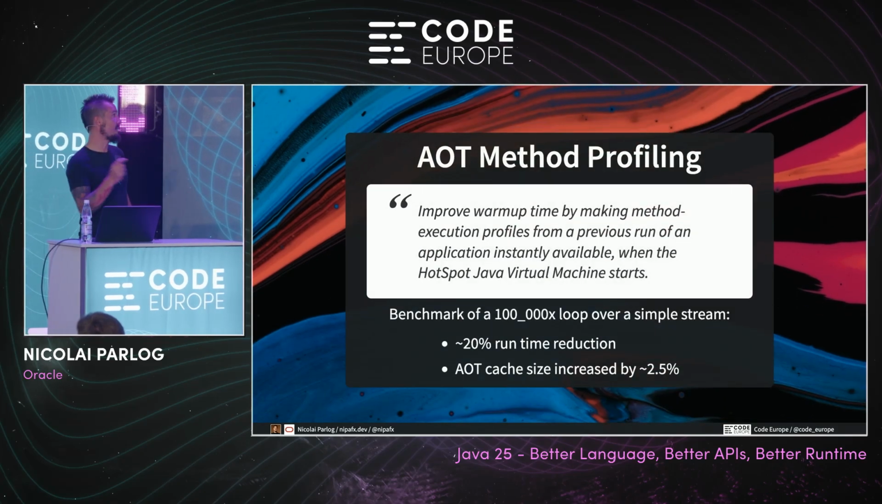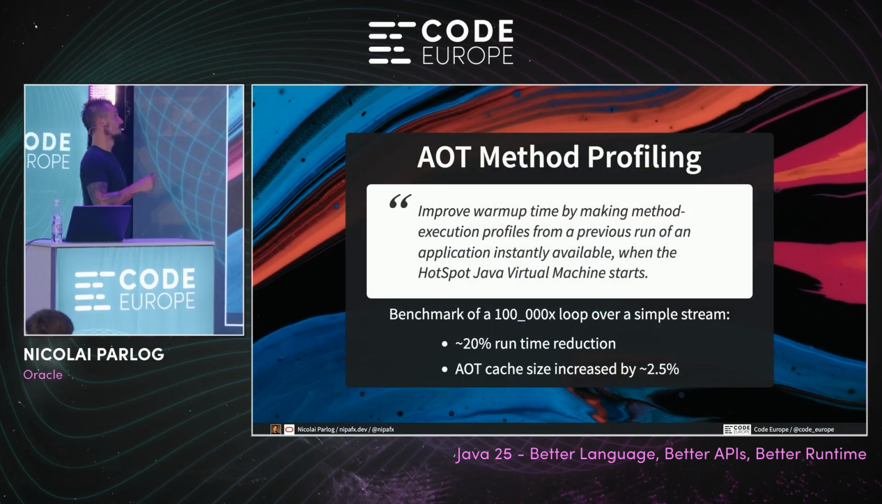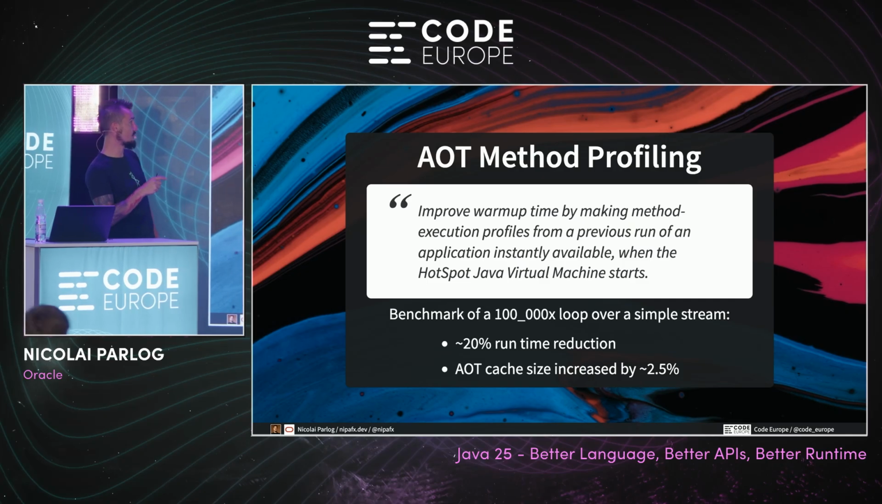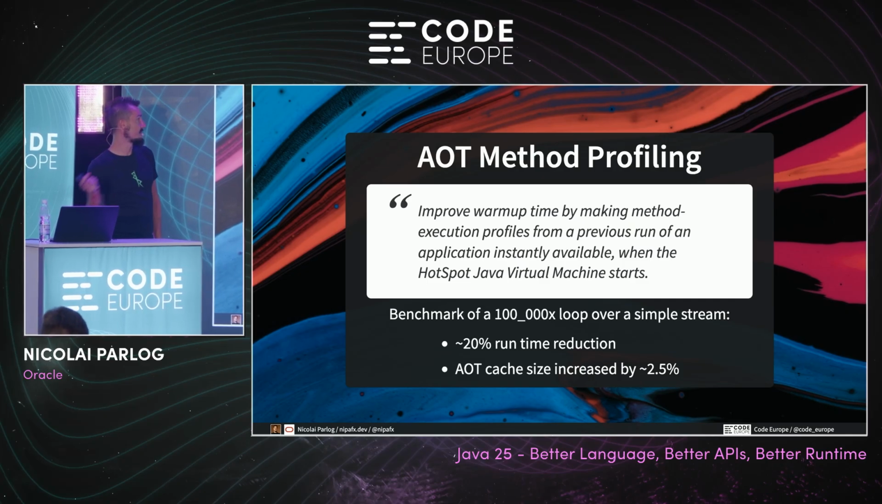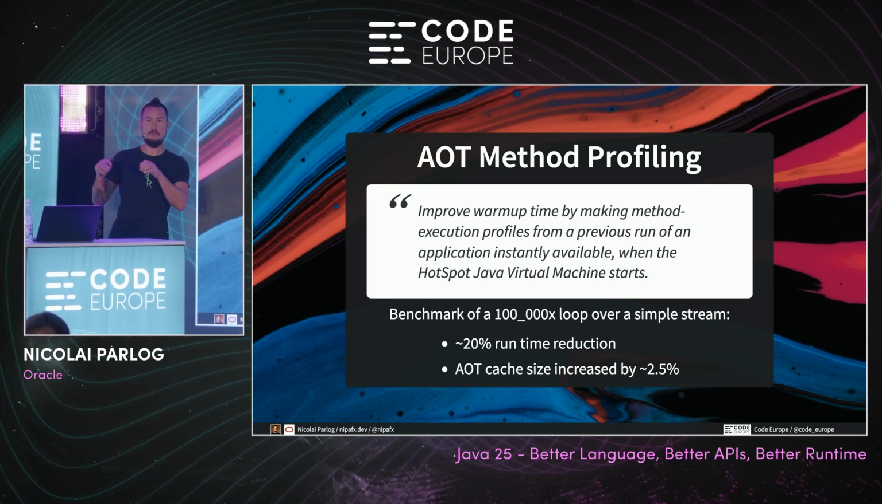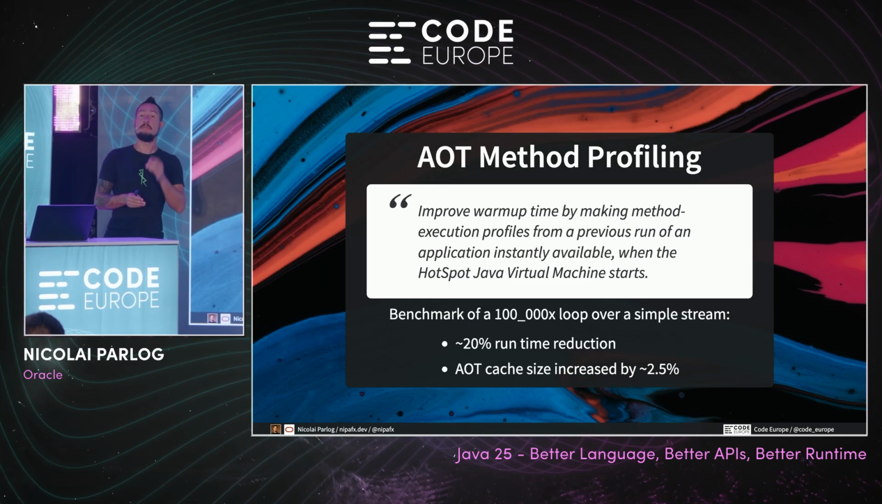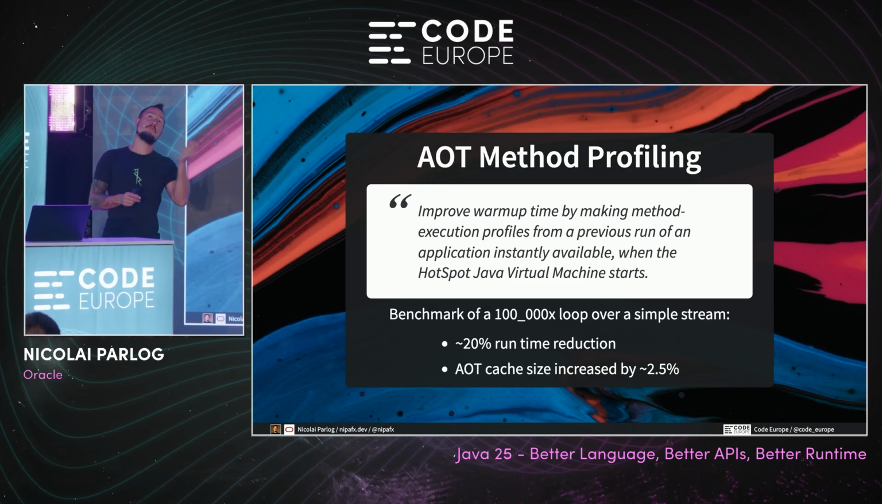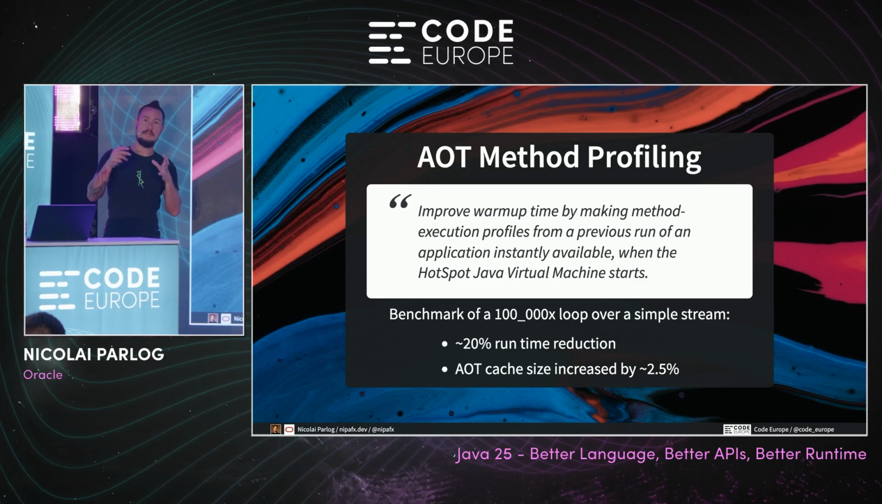And then since JDK 25, we also get AOT method profiling to improve warm-up time by making method execution profiles from a previous run of the application instantly available when the HotSpot Java virtual machine starts. That means when the JVM starts, it already has information on which methods are called how often, and it can then already immediately decide what to optimize. So the JIT compiler can start working immediately. But you could also think, wouldn't it also make sense to take the JIT compiled code and put that into the archive? And that's also being explored at the moment. That might be one of the next steps.